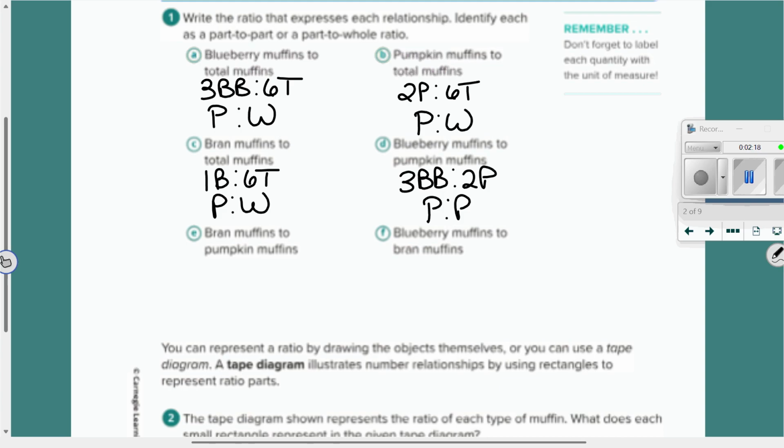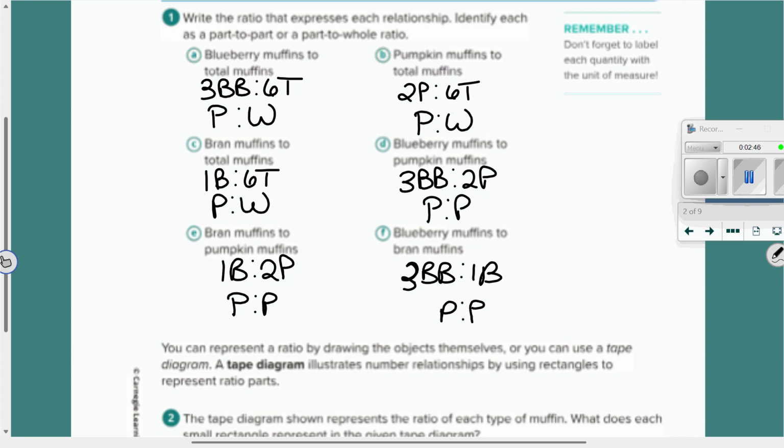Easier? Part to part or part to whole? Part to part. And blueberry muffins to bran muffins. Drew? Good job, guys. You wrote 2 blueberry muffins. It's 3. Thank you.